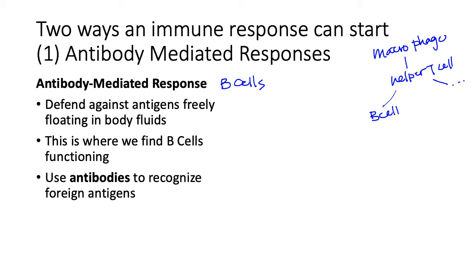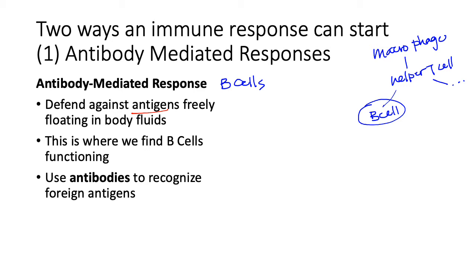But in an antibody-mediated response, it's the B cell that's now going to react and mount immune responses against antigens that are freely floating in our body fluids. So these are things that can be floating in our lymph, in the liquid of our tissues, in our blood, in our mucous membranes.